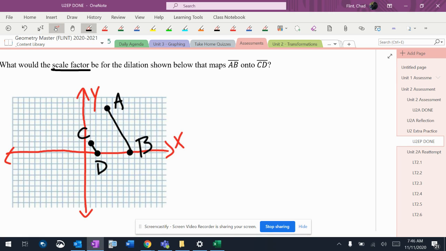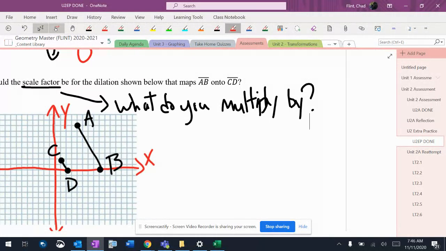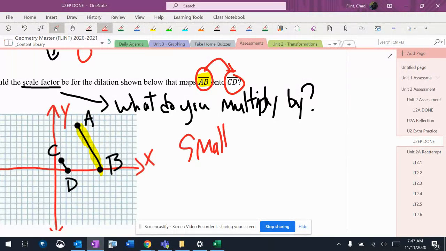All right, so now what would the scale factor be? That means, what do you multiply by to get AB onto CD? Let's not use that gigantic pen. So we have to start out at AB, which is here, so I'm going to get smaller. Maybe I write that down. Which means I've got to be under 1, because if I'm over 1, it's going to get bigger. So I got to think about that when I'm doing this.